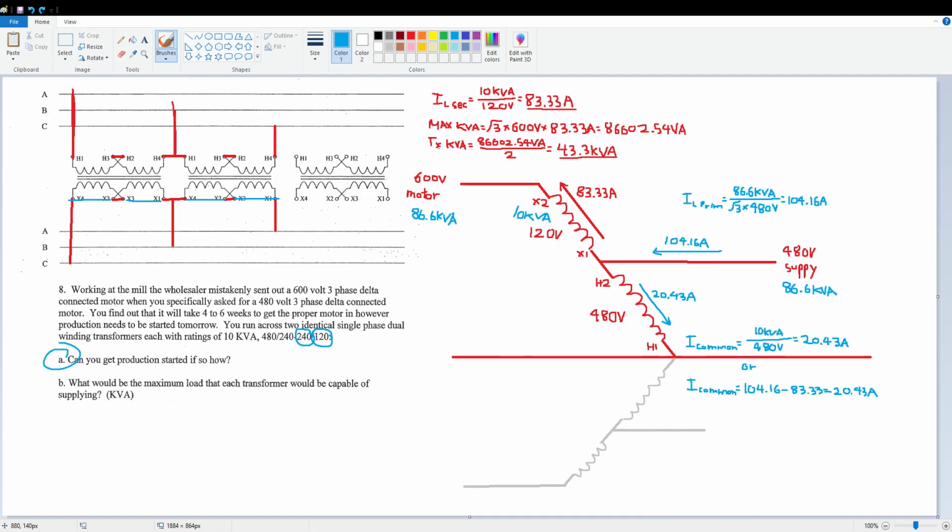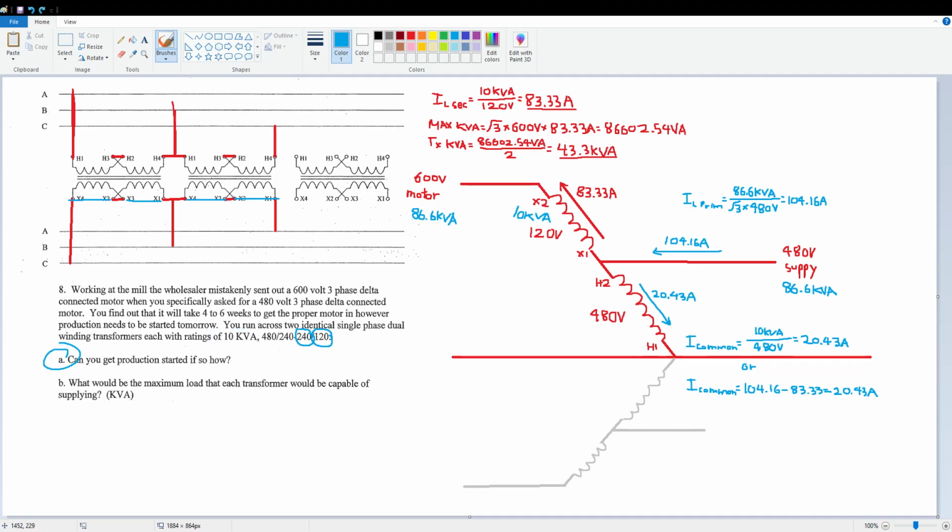So we got 86.6 kVA. We want to find the kVA that each transformer can supply. Well, we just divide it by 2 because we have 2 transformers. And you get 43.3 kVA. And that's much larger than that 10 kVA rating of it. And like I said, it's because it's an autotransformer, and this boosting allows it to do that.